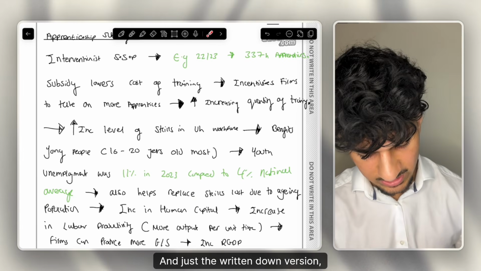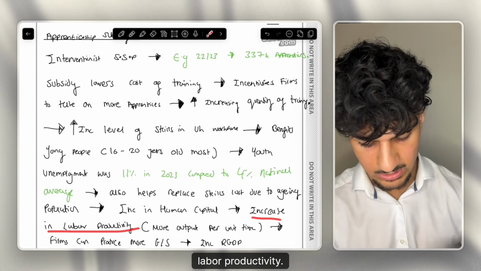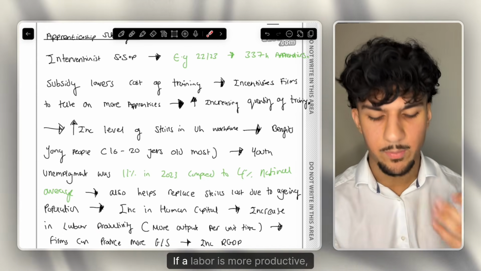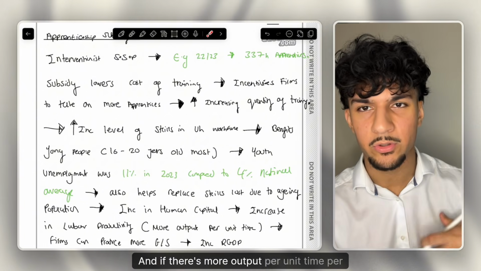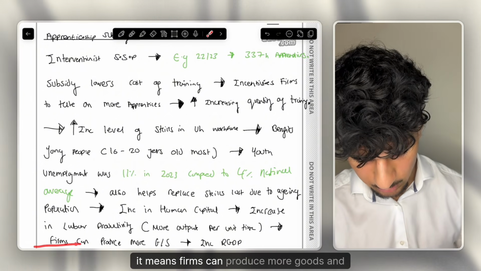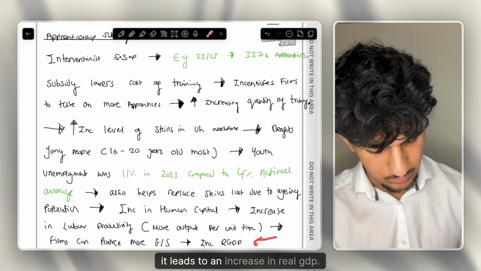And just the written down version: an increase in the level of human capital increases labour productivity. And what does labour productivity mean? If labour is more productive, they have more output per unit time. And if there's more output per unit time per worker, it means firms can produce more goods and services. And of course, if firms can produce more goods and services, it leads to an increase in real GDP.